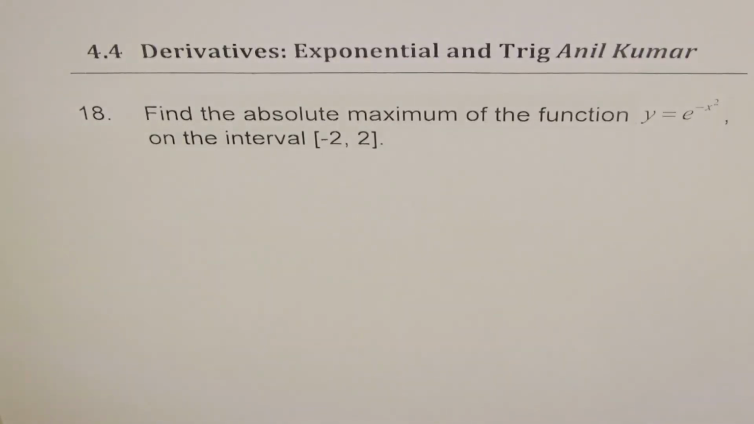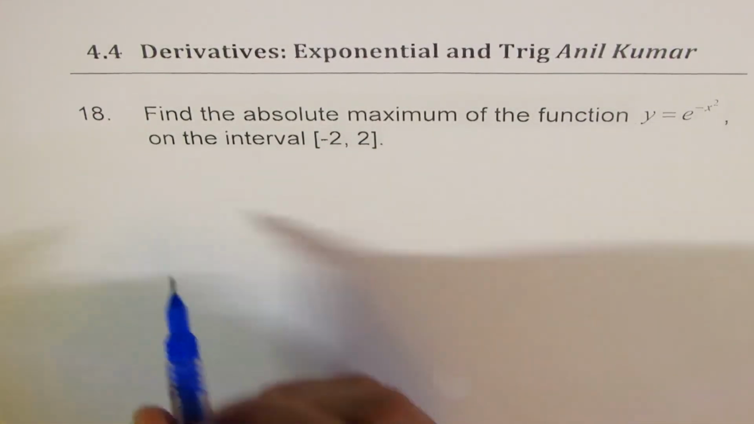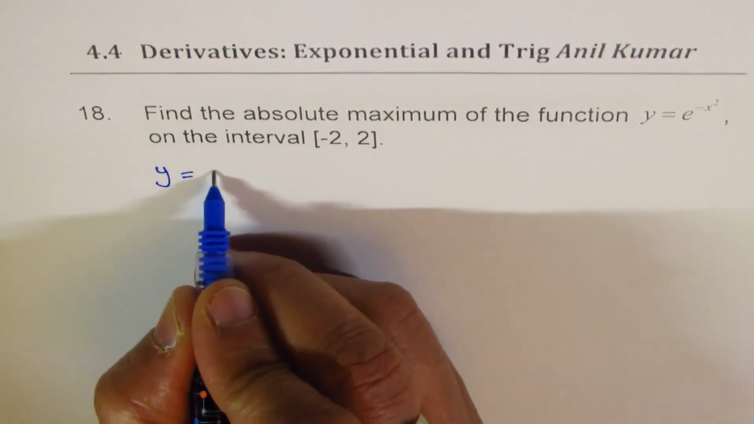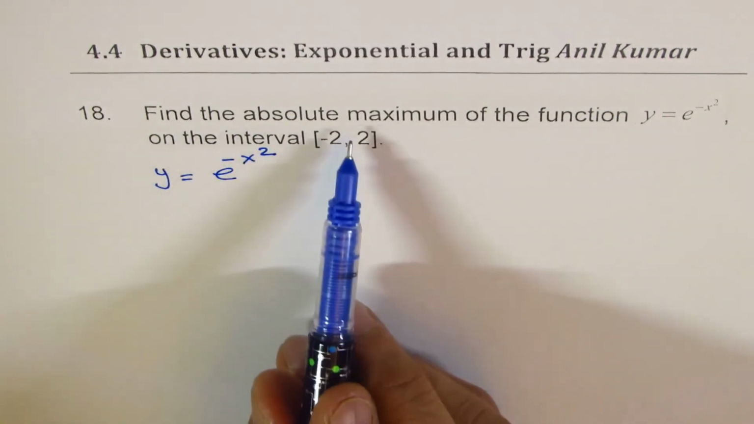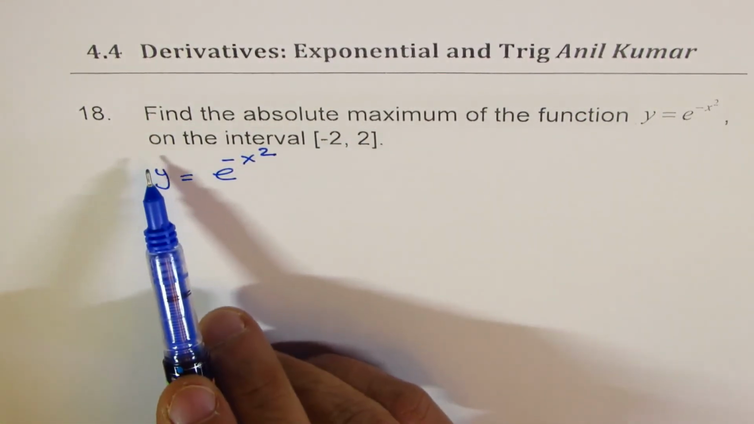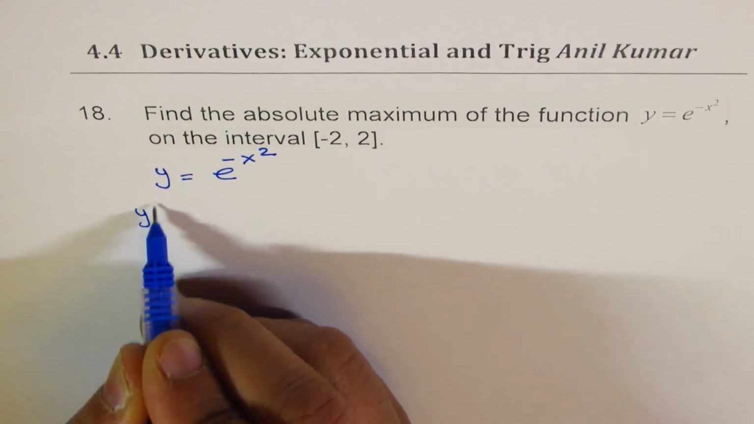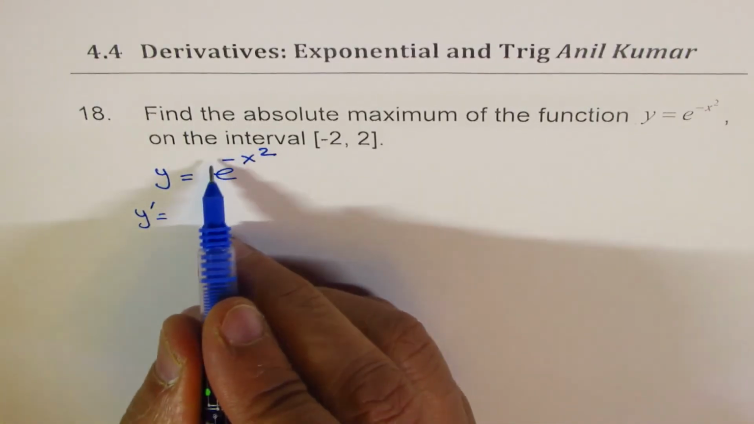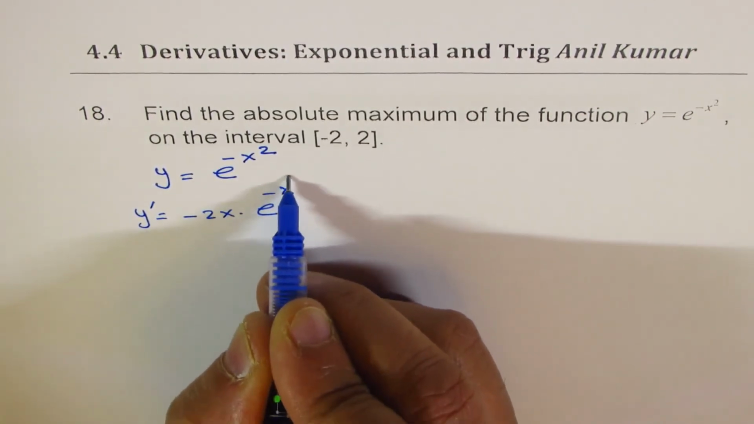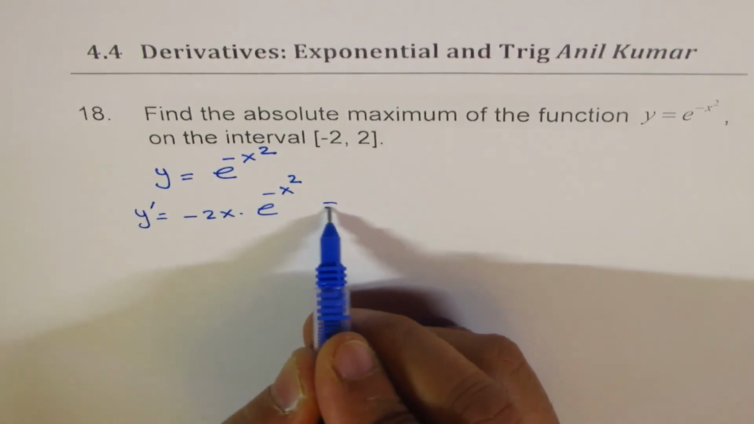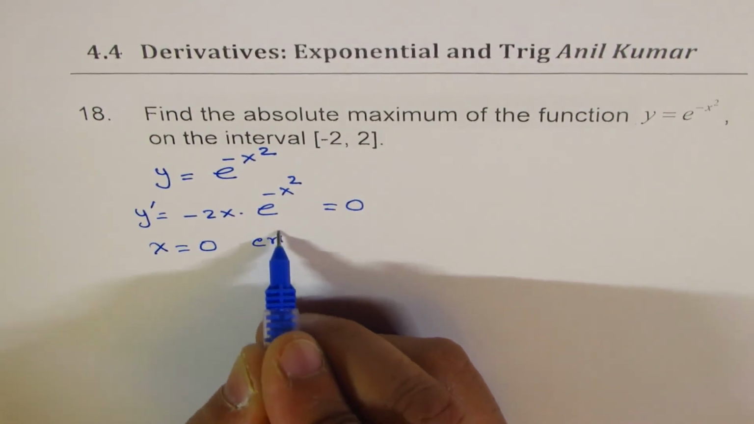Now we are in the last question, which is find the absolute maximum of the function y equals to, let me rewrite the function here, it's not very clear, e to the power of minus x squared. Find the absolute maximum of this function on the interval minus 2 and 2. So we'll find the critical number y dash, which is derivative of exponent, which is minus 2x times e to the power of minus x squared. Now if that is to be equated to 0, then it is possible at x equals to 0. So the x equals to 0 is our critical number.